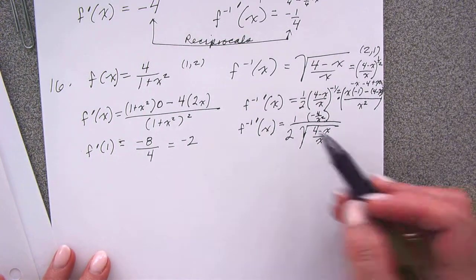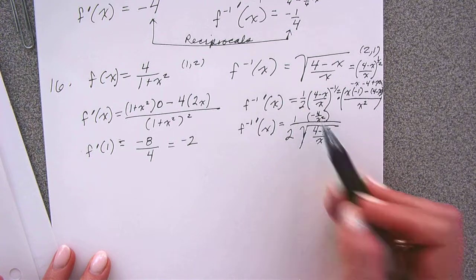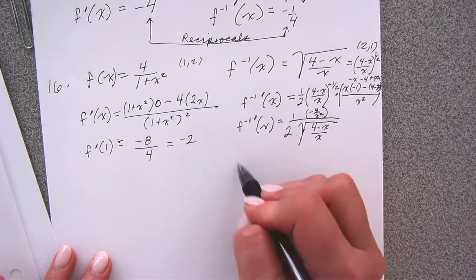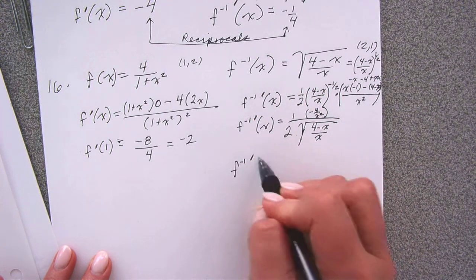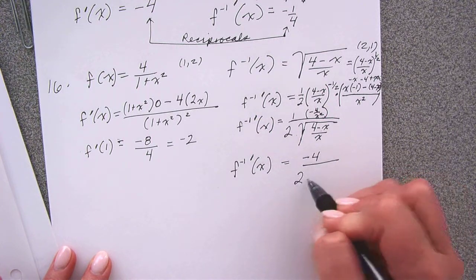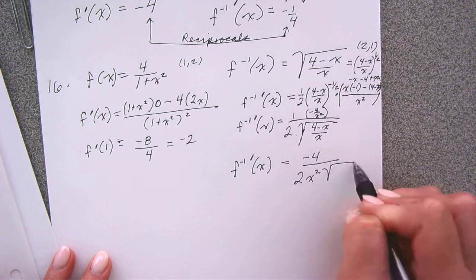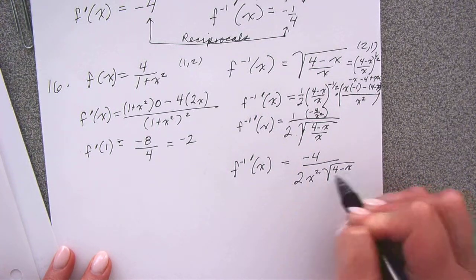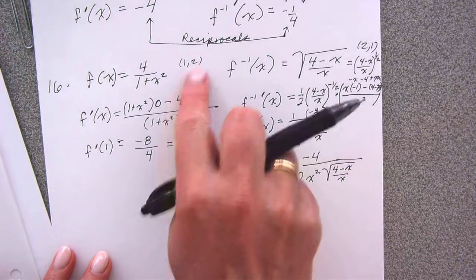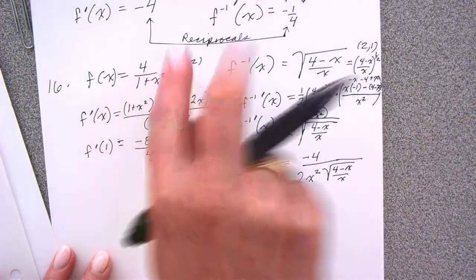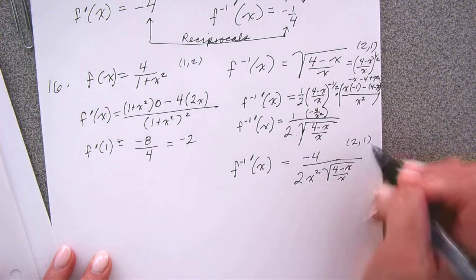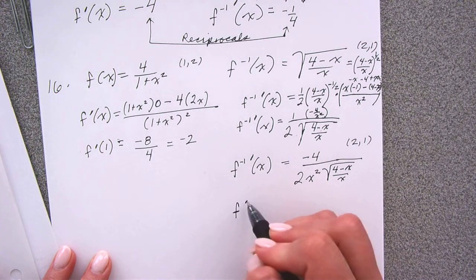All right, so times 1 is just going to make that negative 4 over x squared, so you can take that x squared and move it down here also. So f inverse prime of x is negative 4 over 2 times x squared times the square root of (4 minus x over x). Okay, and now what are we plugging in? 2, which is the y value for the f, right? But you flip that. So we plug in 2 to get the derivative at that point.